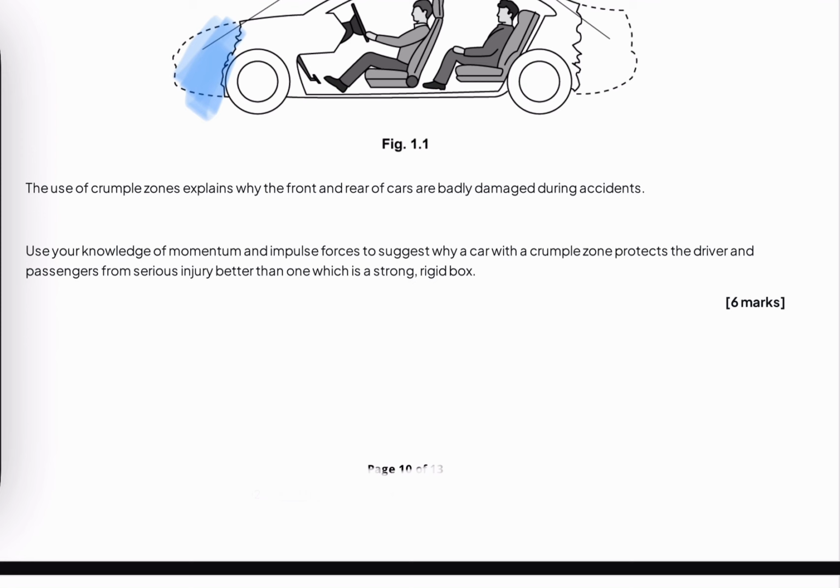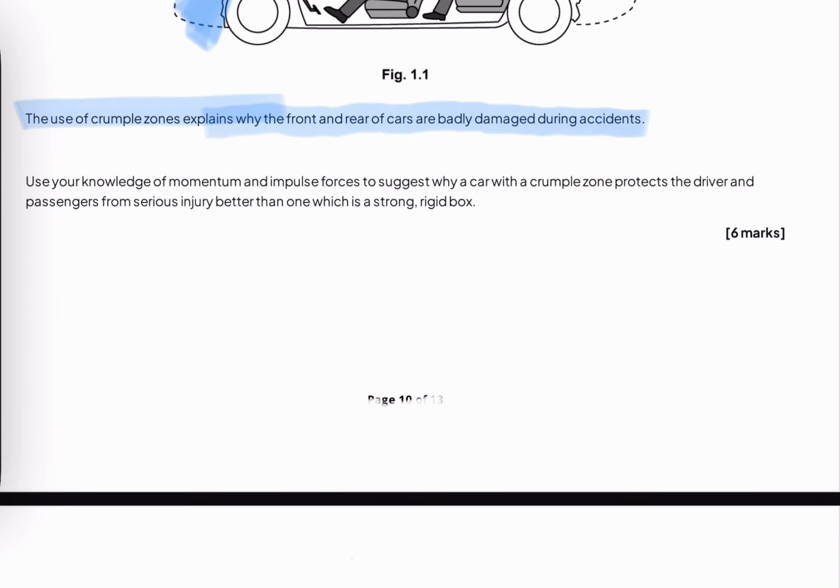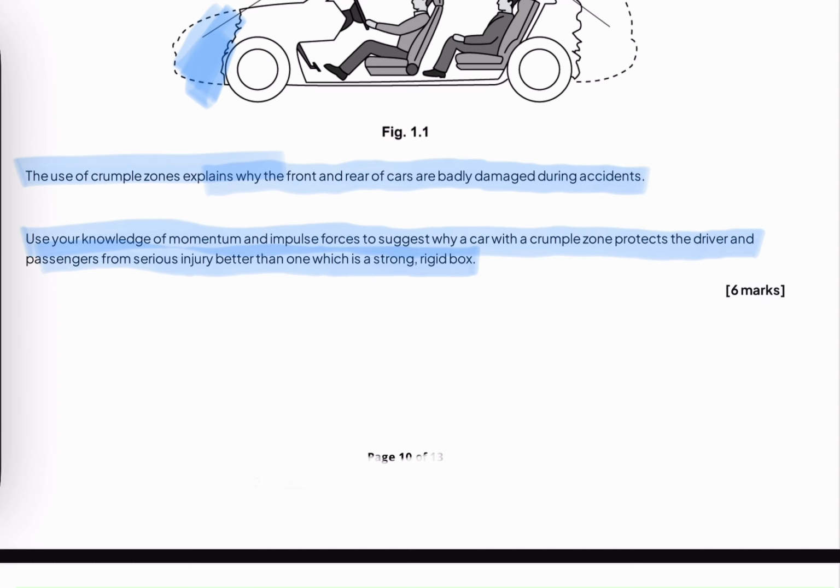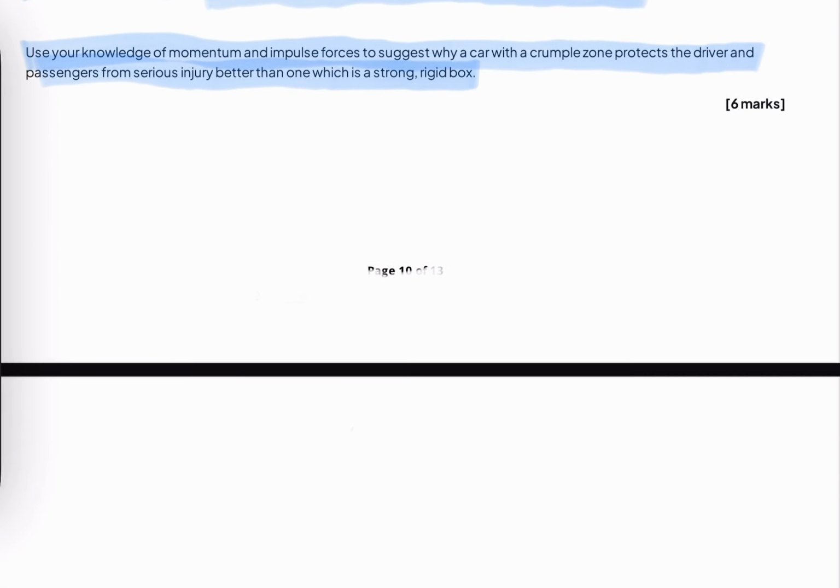the use of crumple zone, explain why the front and rear of cars are badly damaged during an accident. Use your knowledge of momentum and impulse force to suggest why cars with the crumple zone protect the driver and passenger from serious injuries better than one which is a strong and rigid box. So we have to give a reason why we use a crumple zone. It's a detailed question we need to answer. Let's move toward the next page.